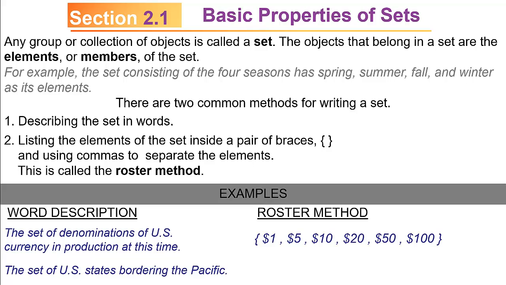The set of U.S. states bordering the Pacific. That's the word description of the set. The roster method would be to list each state individually, separated by commas inside of a set of brackets, and they are California, Oregon, Washington, Alaska, and Hawaii. So the ideas are simple. You can describe the set in words, or you can list the elements using the roster method.